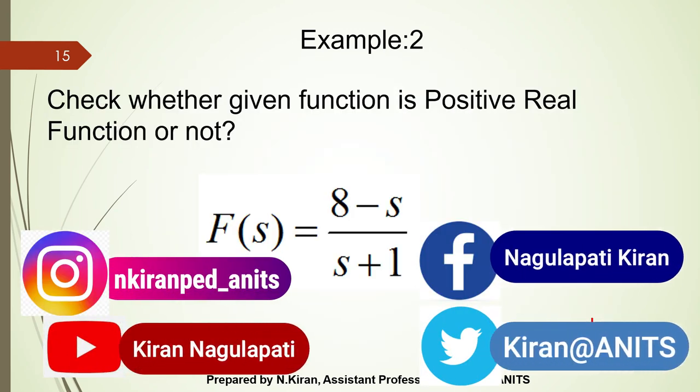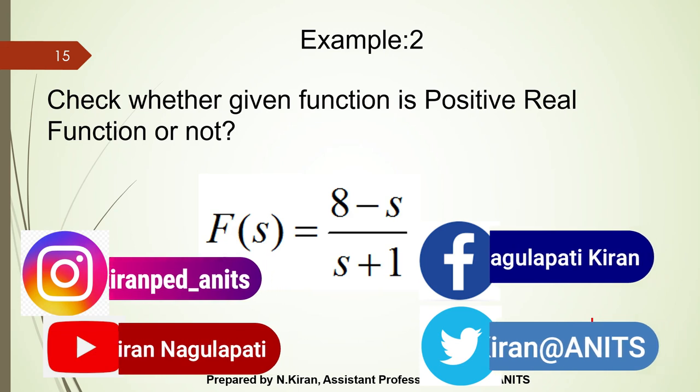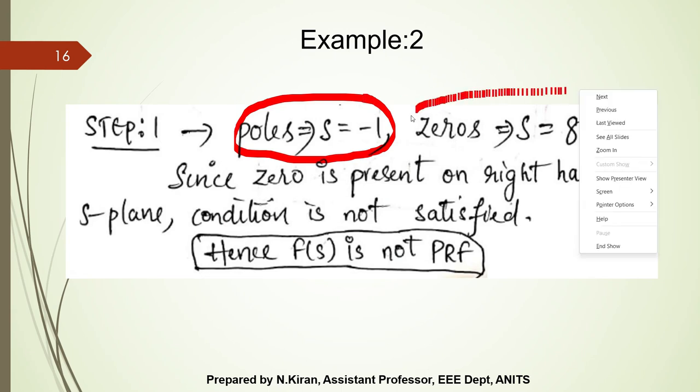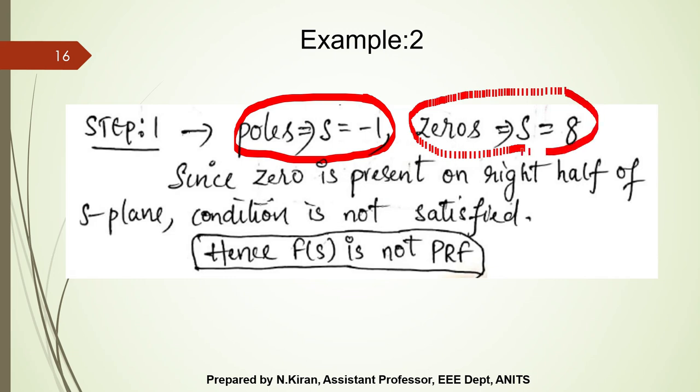The next one, 8 minus s by s plus 1. So clearly I can see that I have a pole on the left half of the S plane and a 0 on the right half of the S plane. So s is equal to 8 is present on the right half of the S plane. So since all poles and zeros are not present on the left half of the S plane, the first condition itself is not satisfied. So hence the given function is not a positive real function.